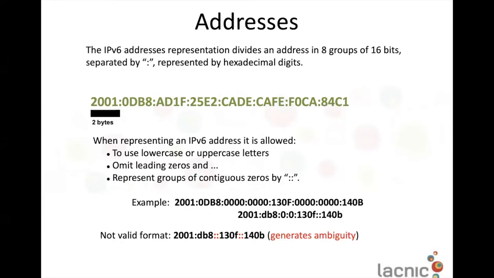However, you might wonder why I could use :: to suppress these eight zeros in a row, and why I did not do that with the previous zeros that were in a row. If I do that, it will generate ambiguity and the operating system won't know how many zeros I compressed here or how many zeros are left in this part. So I can only use this type of compression once when I write an IPv6 address.